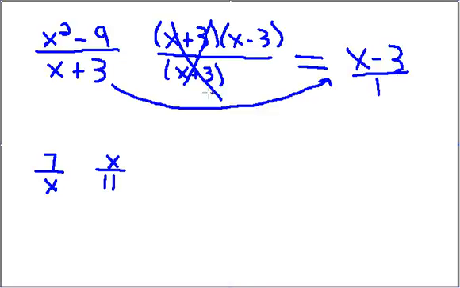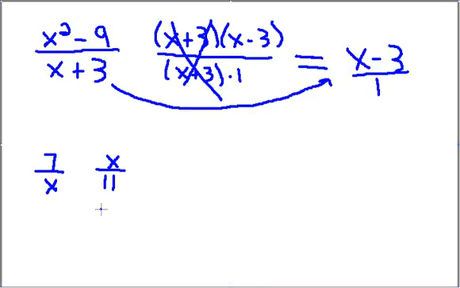Or, if you want to see that 1 in the denominator, because remember, x plus 3 in the denominator is really being multiplied by 1. So when we cancel that x plus 3, it doesn't leave us 0 in the denominator. All it leaves us is the 1 that x plus 3 was being multiplied by. But x minus 3 over 1 is the same thing as x minus 3. Both of those are correct.